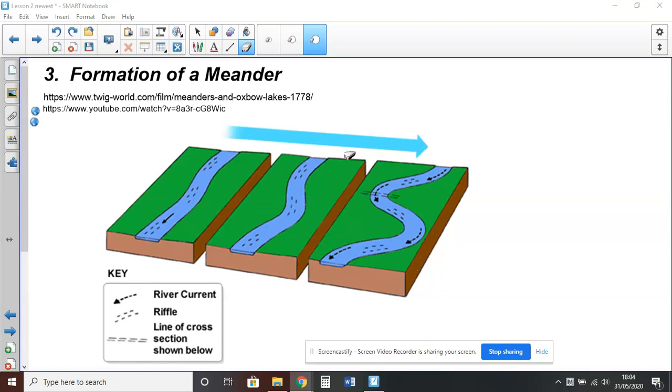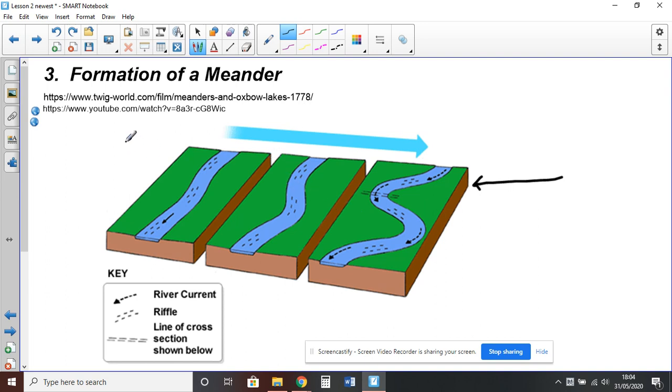Okay, in this tutorial, I'm going to help you understand the formation of a meander, and I'm going to show you how to draw the sequence of diagrams that help explain the formation of this particular feature. Before we have a look at the diagrams that you need to draw, let's just have a look at what this feature actually is. Okay, so a meander is quite simply a bend in the river, and you can see in this third diagram here that we have a bend in the river.